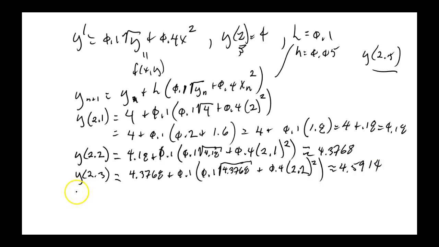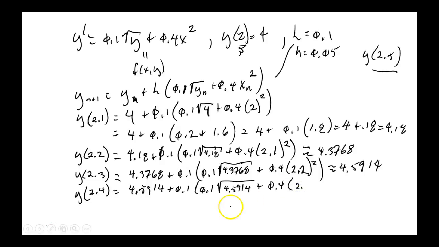All right. Next, we'll do y of 2.4, and that would be that answer, 4.5914 plus 0.1. That's your h. And this happens to be another 0.1 because that was part of your problem. The f is that times the square root of 4.5914 plus 0.4 times 2.3 squared. Okay.